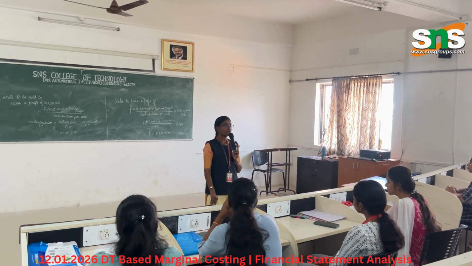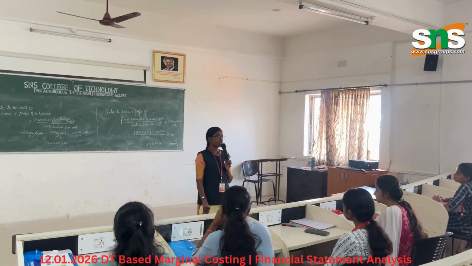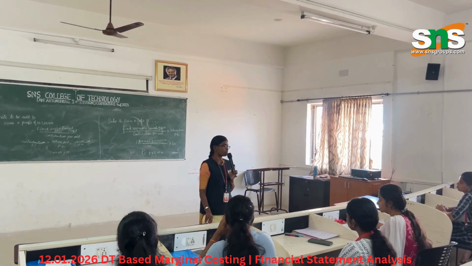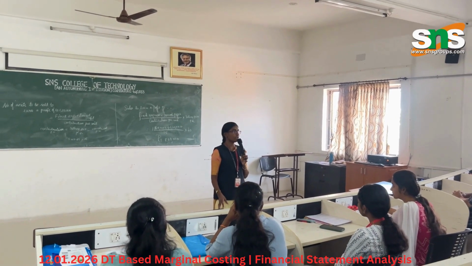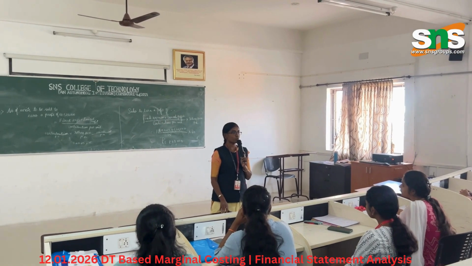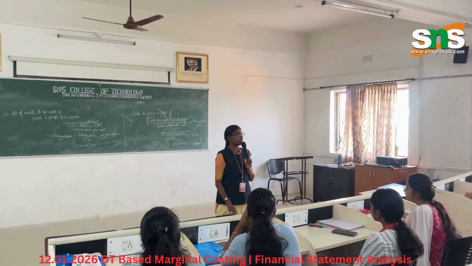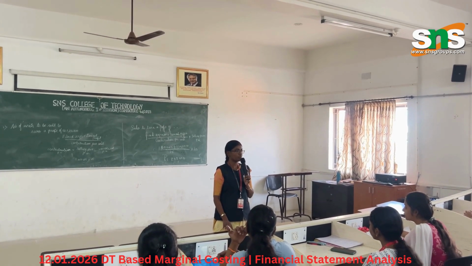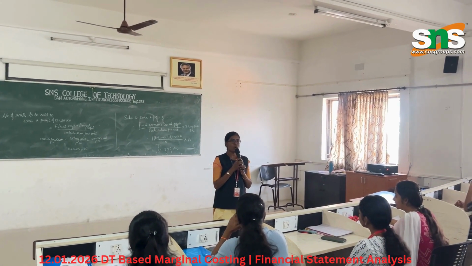The second scenario is at what price the company has to make sales in order to have a desired profit. What should be their sales revenue? That is the second case. The formula for that is fixed expenses plus desired profit divided by contribution per unit, into selling price per unit. With the help of this formula, we can understand what the sales should be.